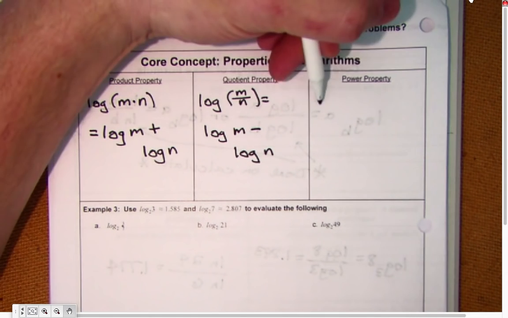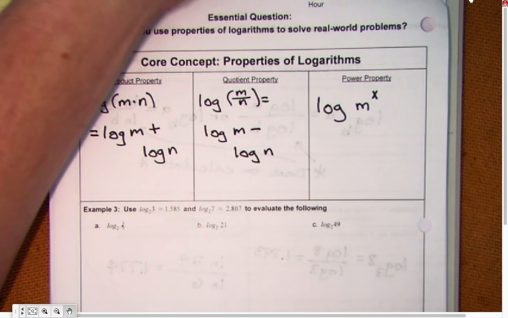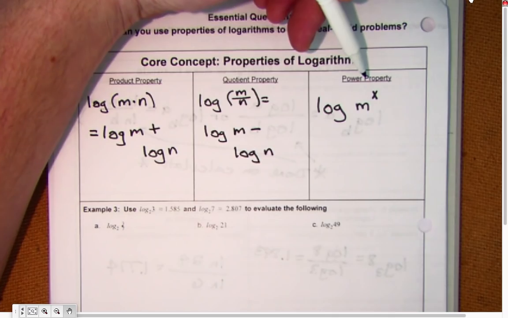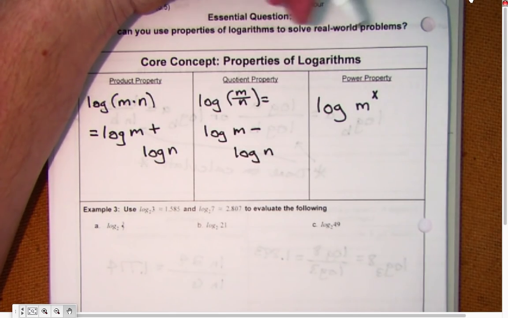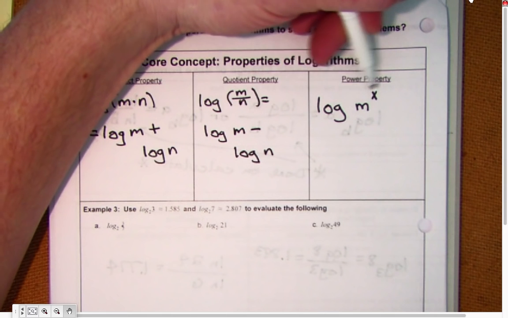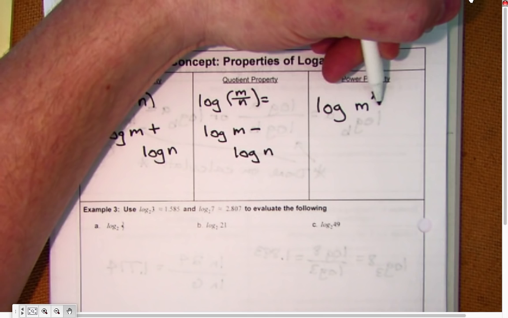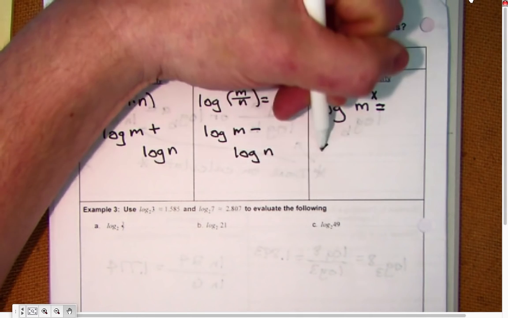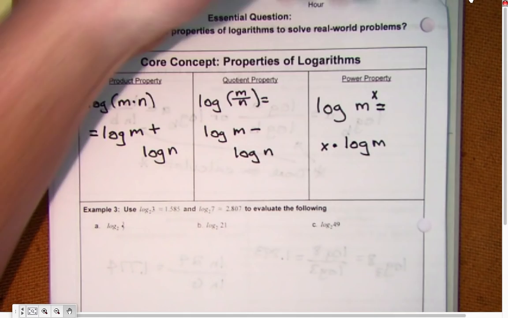And the third one, we use this one a lot. What if I have the logarithm of m raised to the x power? So I've got an exponent here. And like I said, this is the one that will be used the most often. This is the one that I personally feel is most important. What we can do is take this exponent right here, bring it out front and make it a multiplier. So the logarithm of m raised to the x power is equal to x times the log of m.